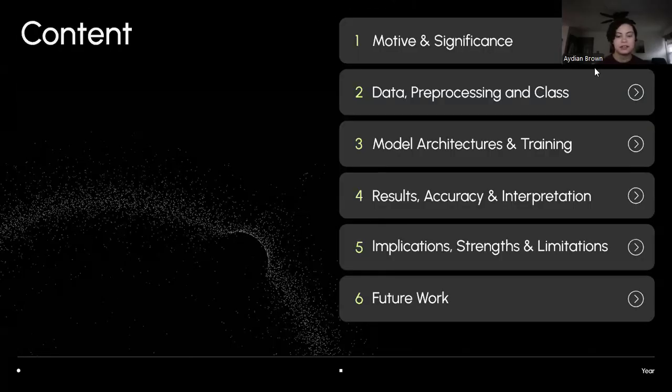In this presentation, I'll go over the motive and significance, data pre-processing and classes, model architecture and training, results, accuracy and interpretations, implications, strengths, limitations, and future work.